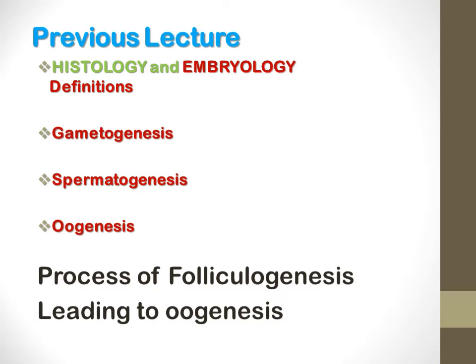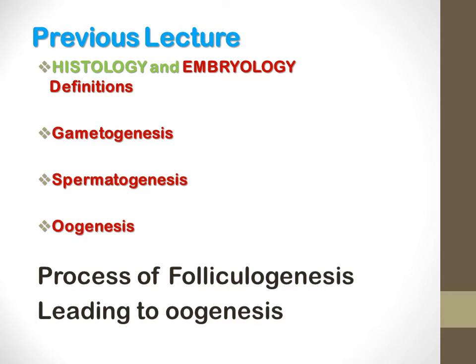In the previous lecture, we learned about the histology and embryology definitions. We also learned the process of gametogenesis, spermatogenesis and then oogenesis. We also discussed in detail folliculogenesis. Folliculogenesis leads to the formation of ova, or furthermore we can say that folliculogenesis is the process leading to oogenesis. So don't confuse folliculogenesis and oogenesis.